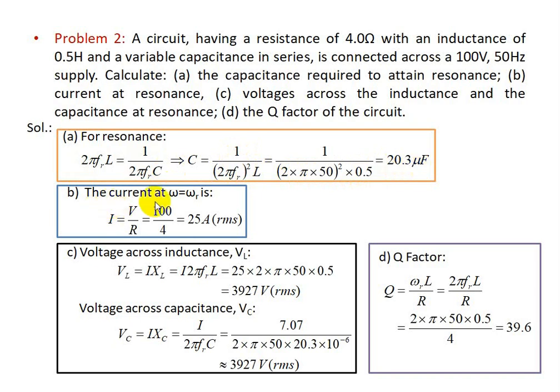Then find the current at resonance. Current at resonance is given by voltage divided by resistance, because the impedance at resonance will be equal to the resistance.